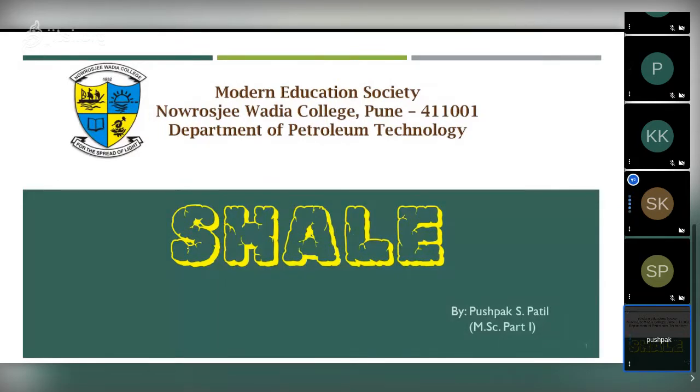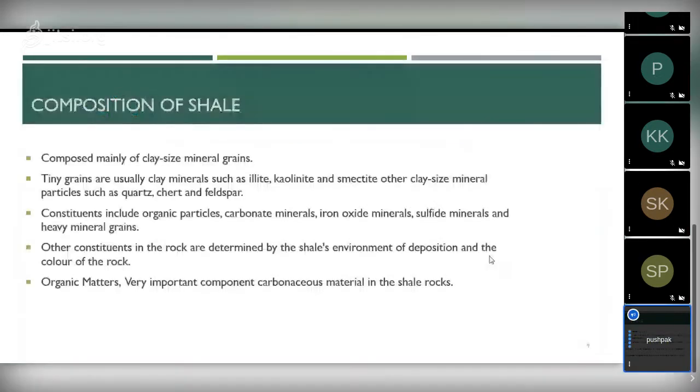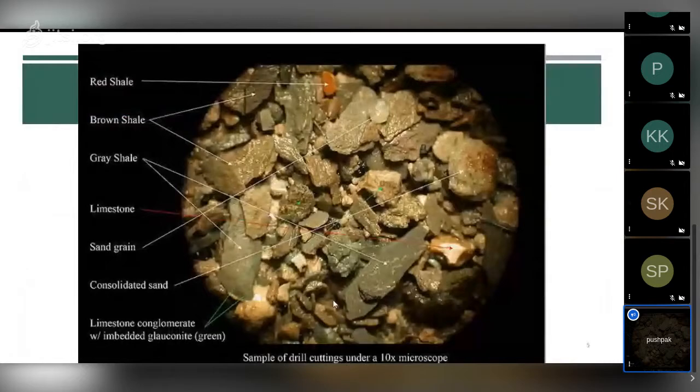Okay. So can you go to the microscope slide, Pushpa? Can you go to the microscope slide of yours? Yes, sir. Is it visible? So this is how the sample will be there at the shale shaker. We collect this sample and we get into the unit to examine it under the microscope.